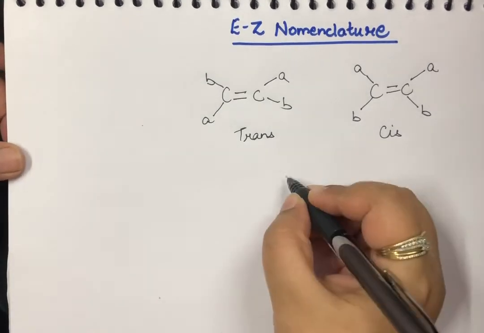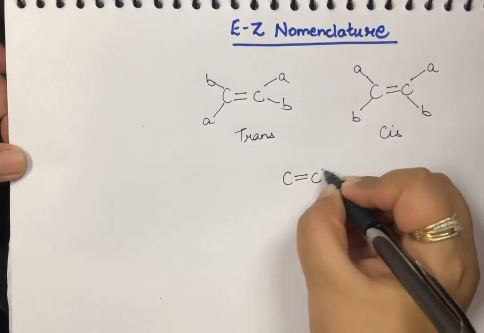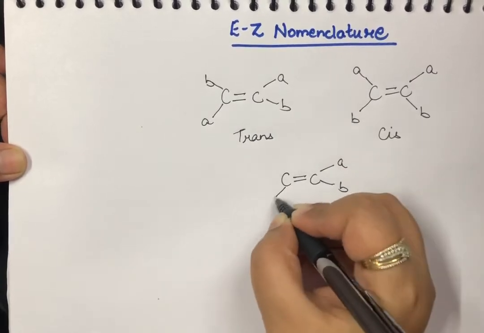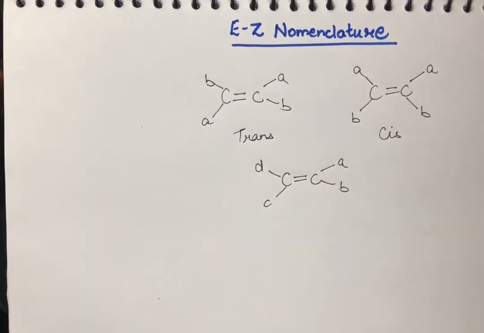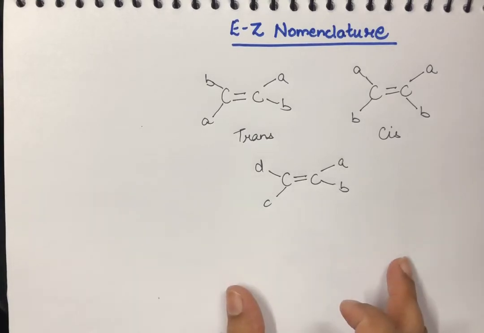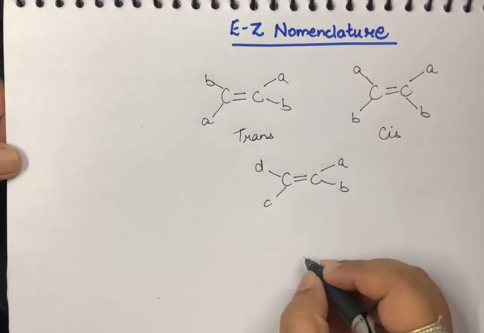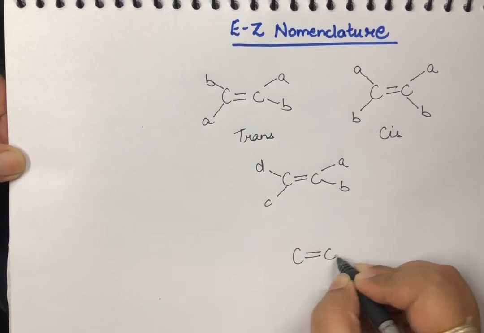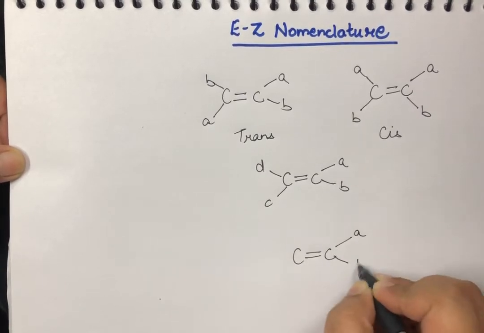But what will happen when I have a compound like this, which has all four substituents different? Now I cannot name them on the basis of cis and trans since we do not have the same type of substituents on both the carbons. Now what we'll do is I'll take two examples to explain.